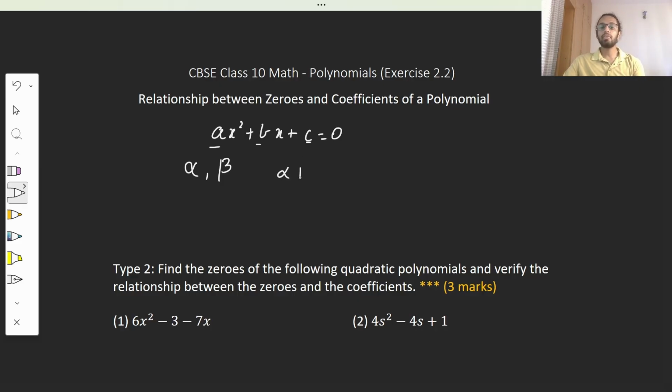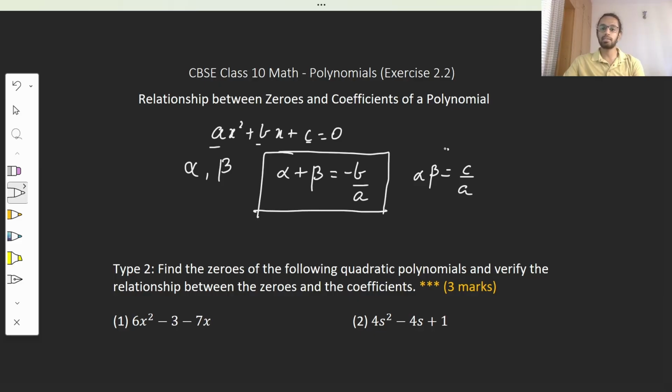We need to know that alpha plus beta, that is the sum of the zeros, is nothing but minus b by a, and the product of the zeros is nothing but c by a. So these two equations are very important in order to verify whether the answers that we are going to solve in the next concept are right or wrong.